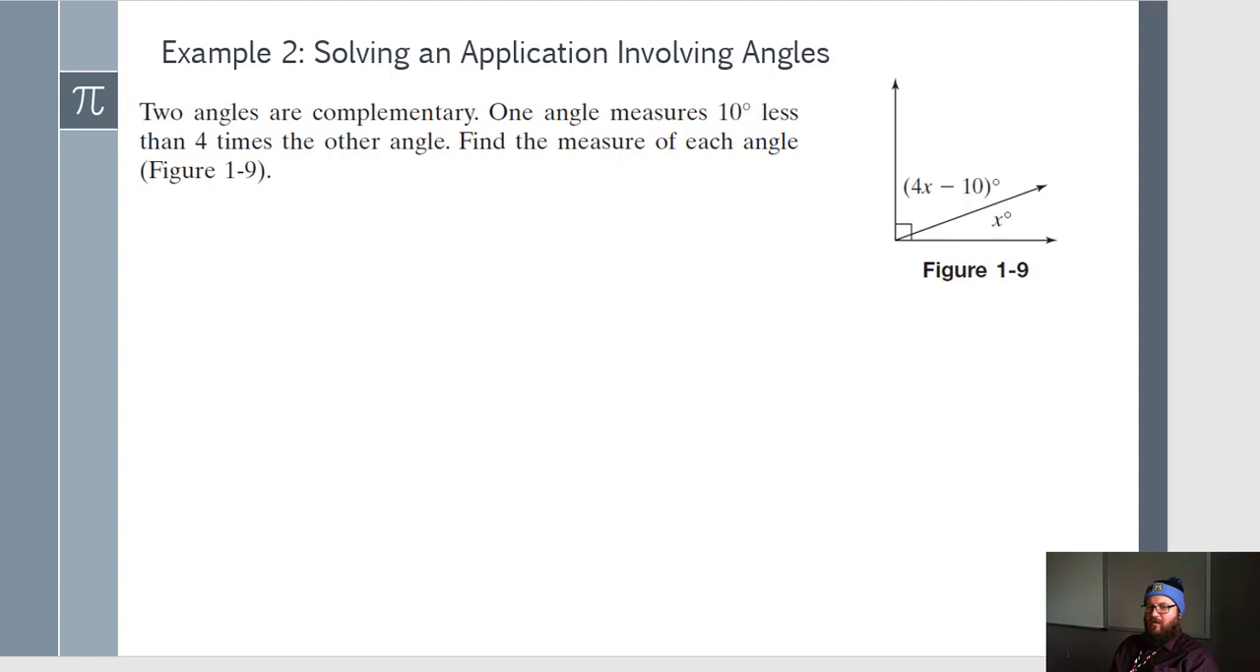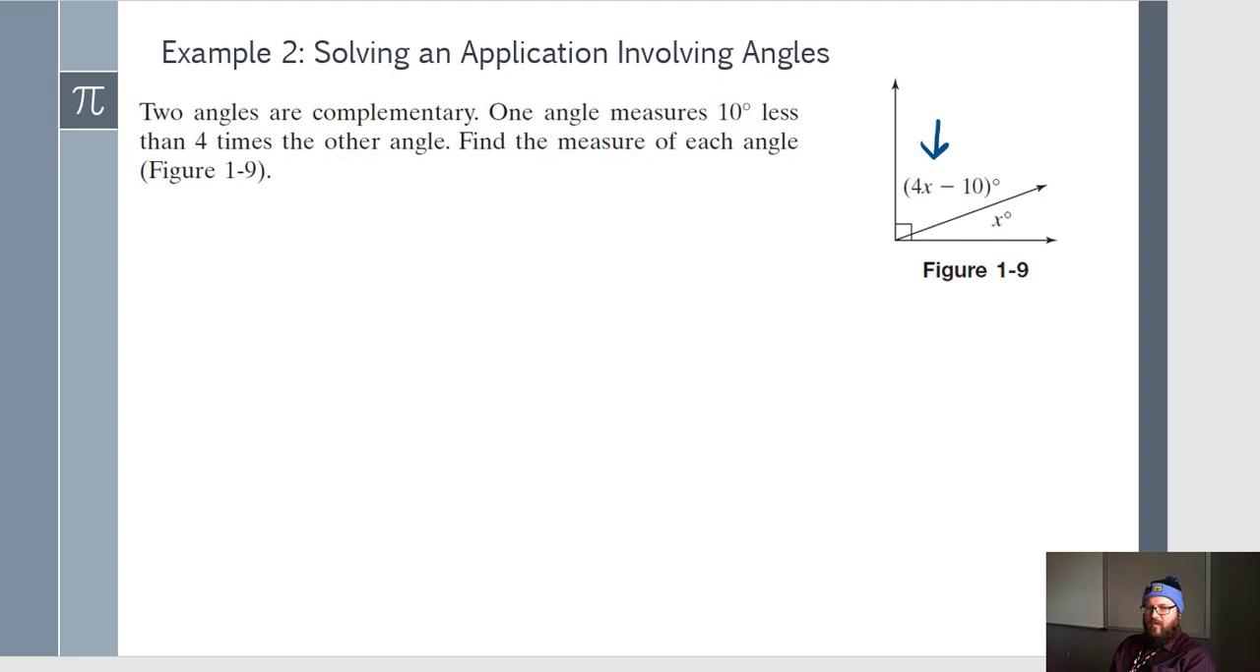All right, so now we're going to work on dealing with a little bit of angles. Application involving angles. Two angles are complementary. One angle measures 10 less than 4 times the other angle. So they give us that equation right here: 4 times an angle, but 10 less than. Find the measure of the angle.